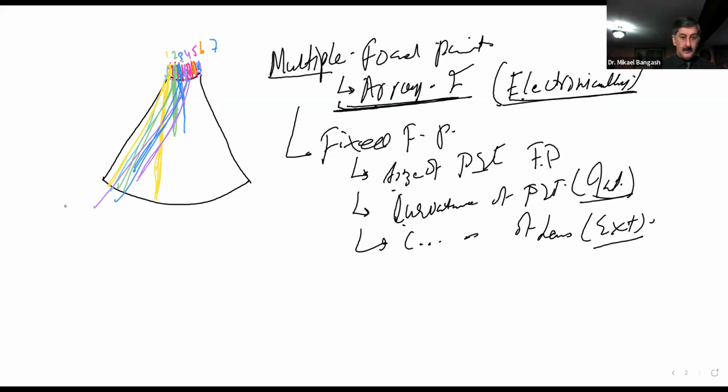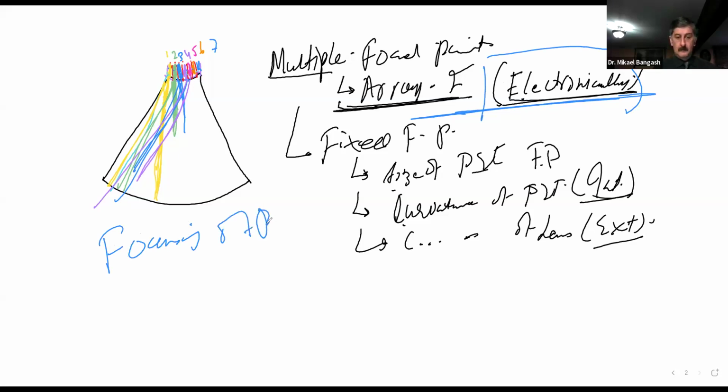One thing, especially when we talk about the electronically controlled. Now there's mainly two things that will be controlled electronically. One is going to be the focusing of the beam, and the next is going to be what we'll call the steering of the beam.